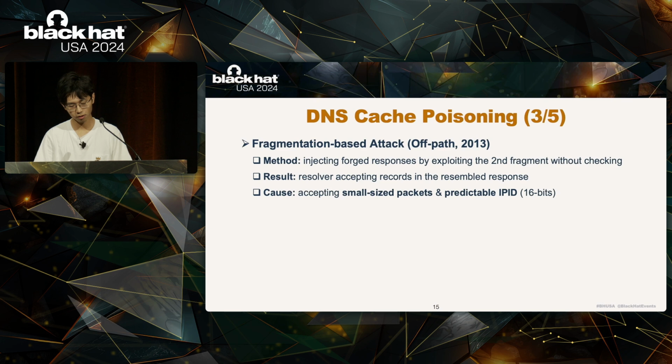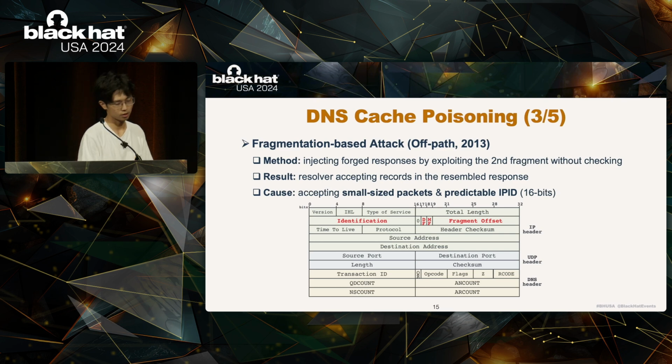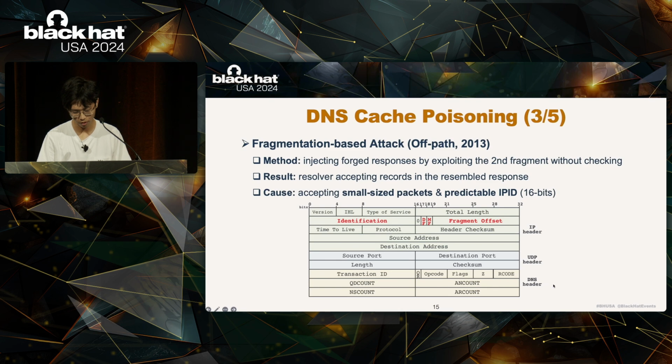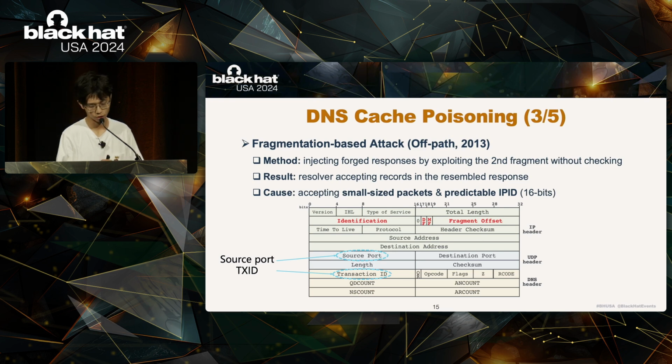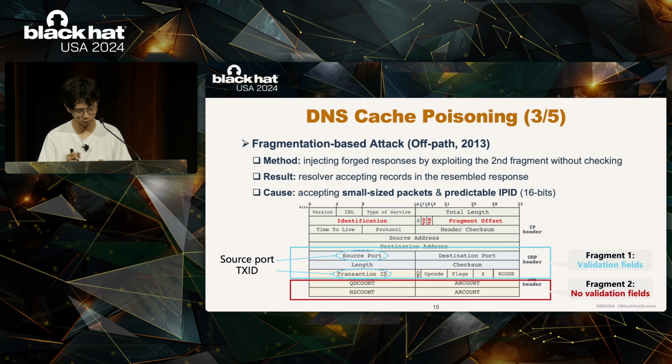So the third one is the fragmentation-based attack. Here is the IP packet for a DNS query. You can see that there are two key fields to validate this DNS request, the source port and the TXID. So as we know, the IP packet can be fragmented when the packet is too large, like we can divide it into fragment 1 and fragment 2.